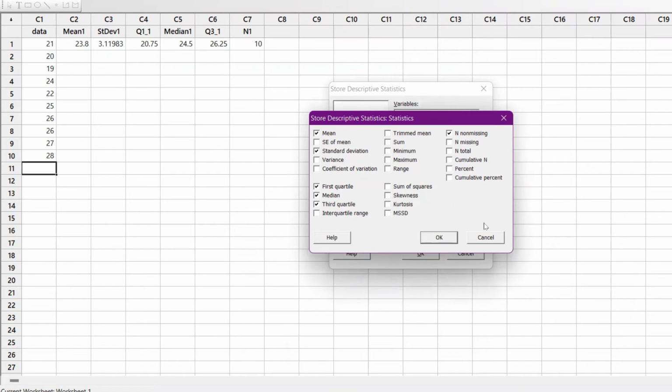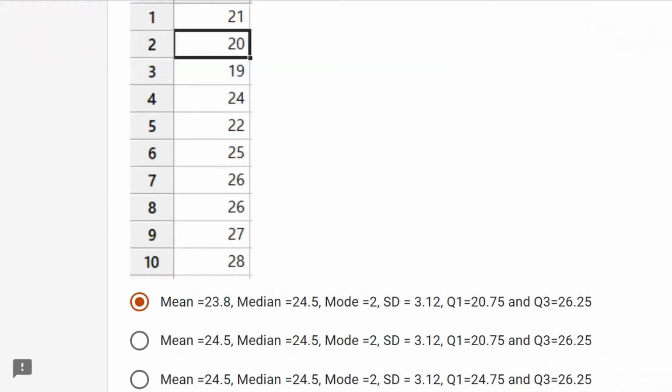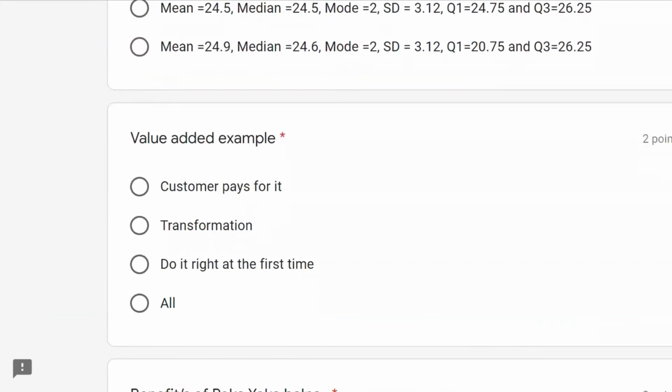Basically, mode is nothing but the repeated value. 26 has been repeated, so you can easily find it out. Okay, let's go to the next question. A value-added example is something the customer pays for, does a transformation, and is done right the first time. So the answer is all.